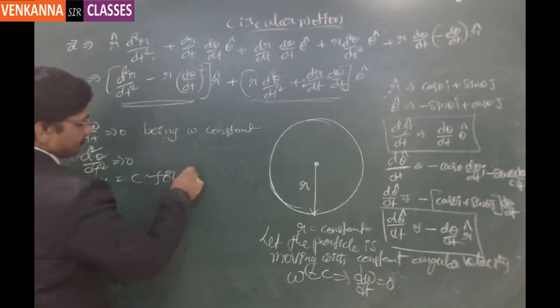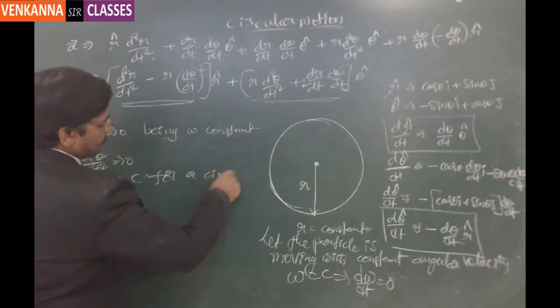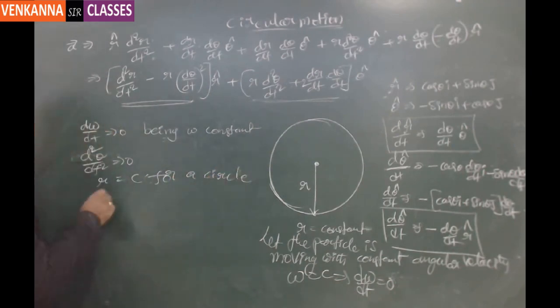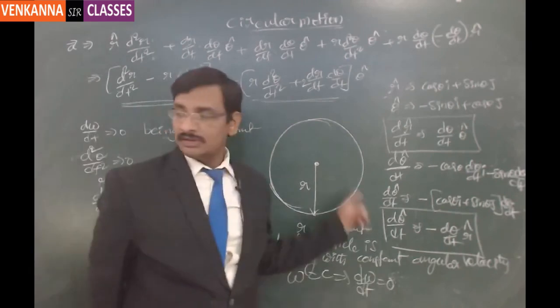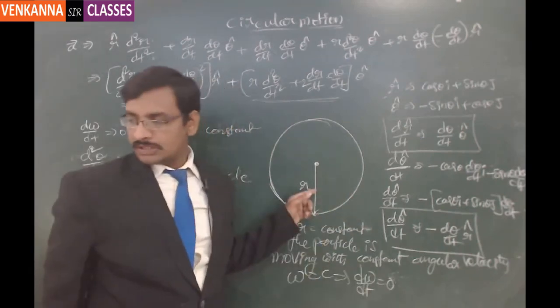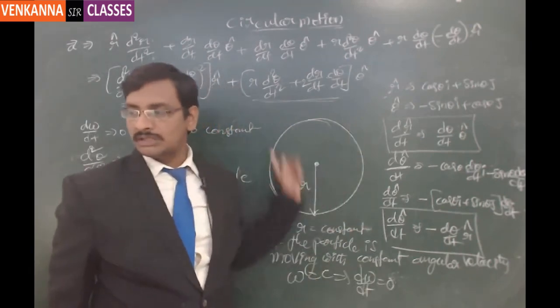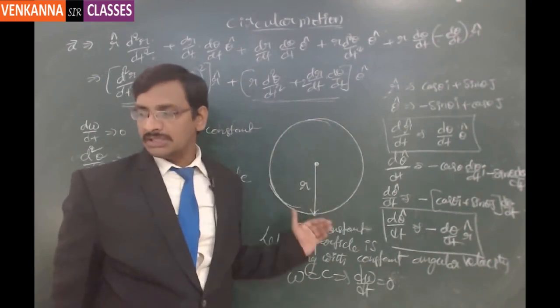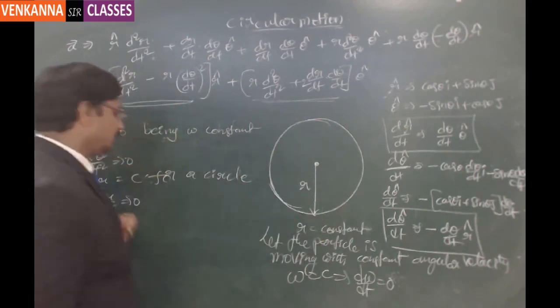meaning for a circle, hence there won't be any radial movement. So dr by dt equal to 0, because the particle is not moving further out or below the circle. It is trying to move on the circle itself, hence no change in the radius. So dr by dt is again 0.